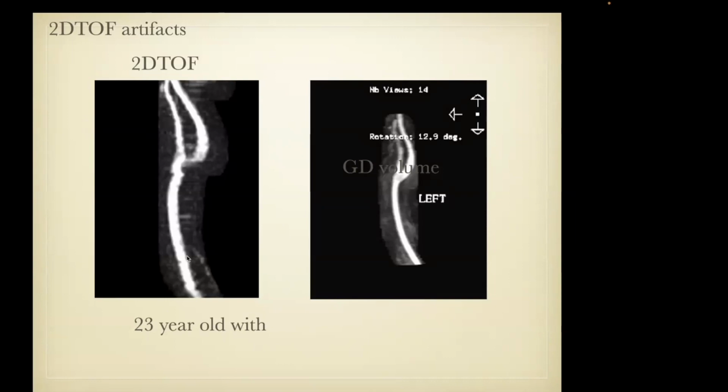Now, let's consider this case. This is a 23-year-old patient with suspicion of some vascular disease. And you'll see the internal carotid artery here, external carotid, internal carotid artery. And at the origin of the internal carotid artery, we see this signal loss.